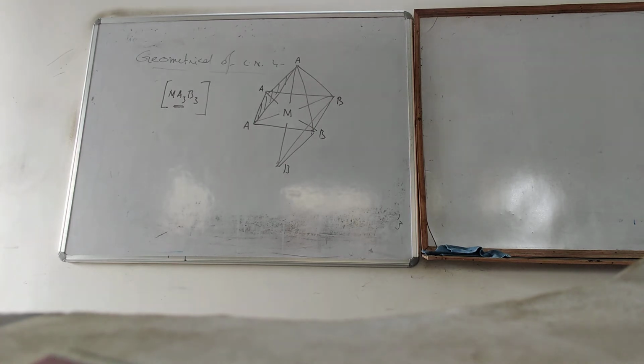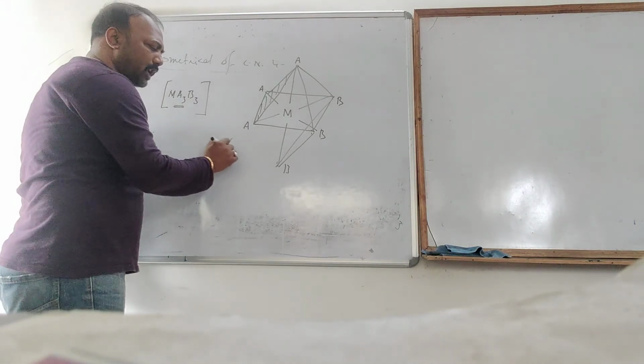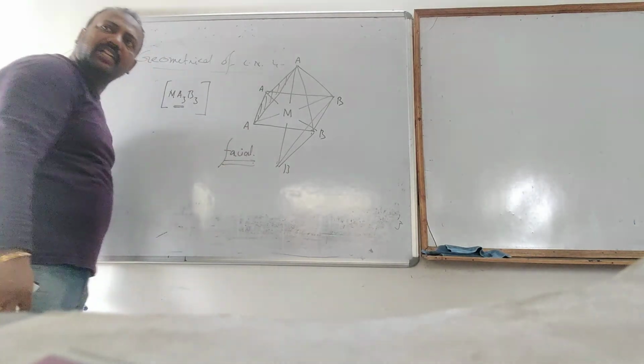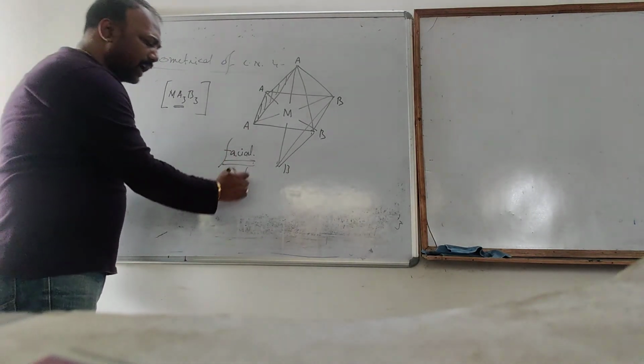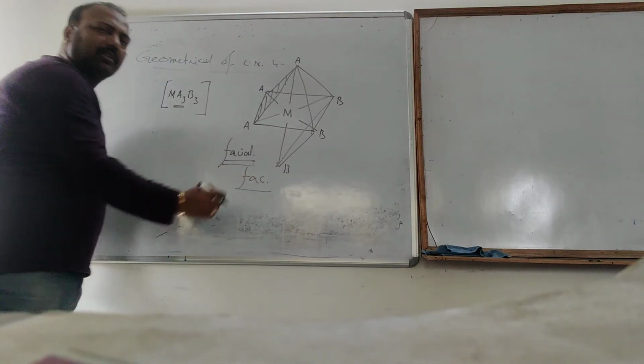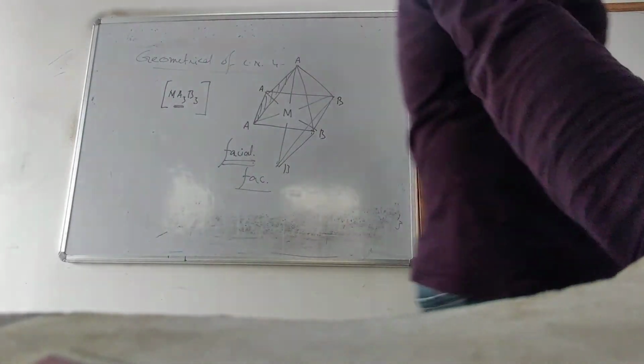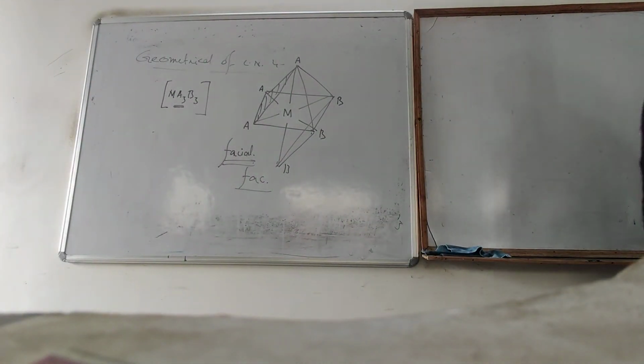That is one geometrical isomerism, and that type is called facial isomerism. In short, we write it as fac. Understood? So if the 3 similar ligands are placed in the same face of the octahedron, they can only be cis, they cannot be trans. When 3 similar ligands are placed in the same face of an octahedral, we call it facial.